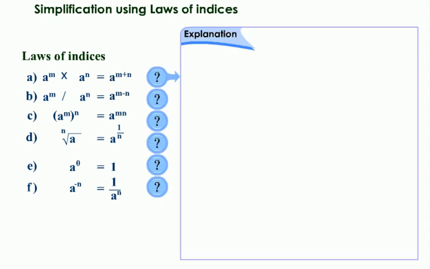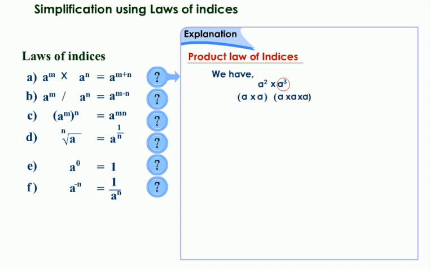Laws of indices. First, product law of indices. Students, we have a square into a cube. Here, a square can be written as a into a, and a cube can be written as a into a into a. So the expression becomes a into a into a into a into a. That is equal to a to the power 5, which can be written as a to the power 2 plus 3.